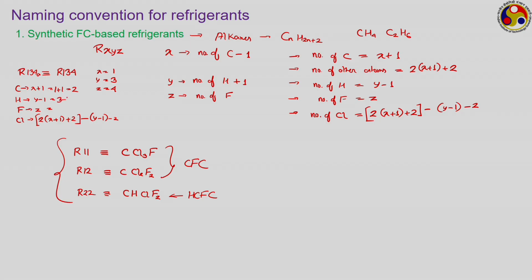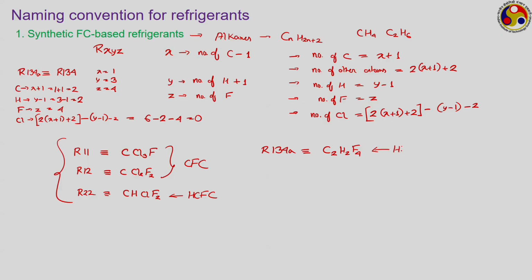Number of hydrogen, 3 minus 1, is equal to 2. Number of fluorine is equal to 4. Then how much will be the total number of chlorine? As there are 2 carbons, the total number of other atoms will be equal to 6, minus 2 hydrogen, minus 4, that is equal to 0, so there is no chlorine present. So R134a is C2H2F4. We have 2 carbons, 2 hydrogen and 4 fluorine, so it is an ethane structure, and the name of this one is tetrafluoroethane. Now, what is the type of this, CFC, HCFC or HFC?